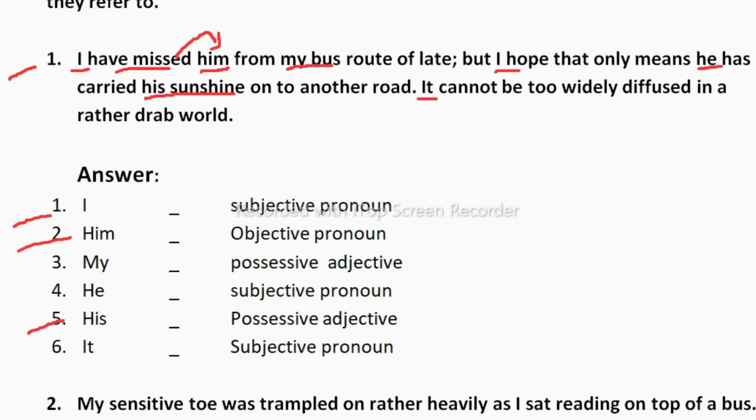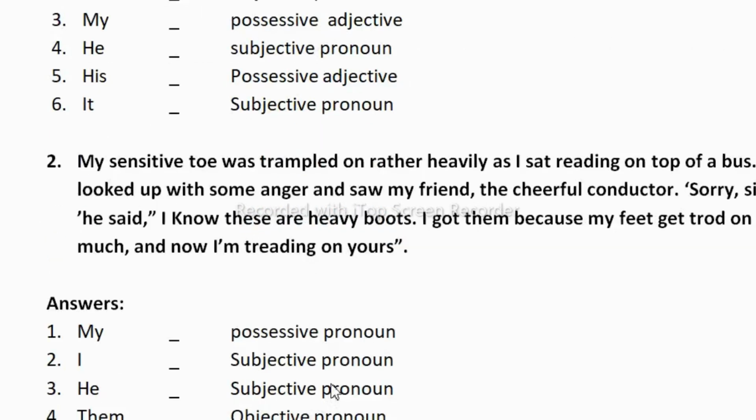Now let's see the next one, the second question. Here in the given passage you have to again identify where the pronouns are. My sensitive toe, which is a possessive adjective, was trampled on rather heavily as I, which is a subjective pronoun, here, on top of a bus. I again, this is a subjective pronoun, looked up with some anger and saw my friend, which is a possessive adjective, the cheerful conductor. Sorry, sir, he said, which is a subjective pronoun. He is a subjective pronoun.